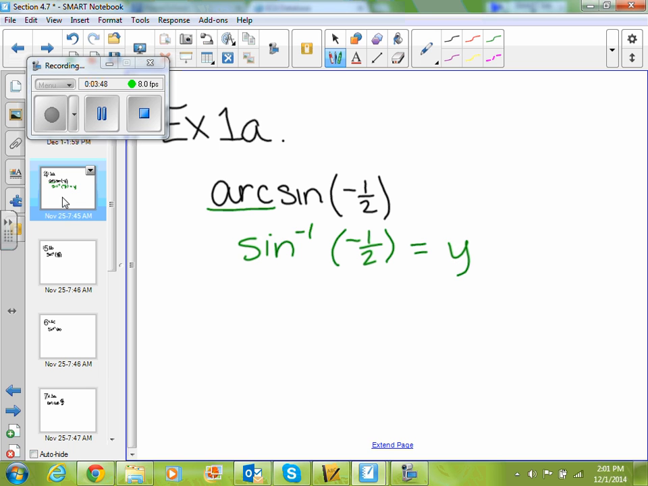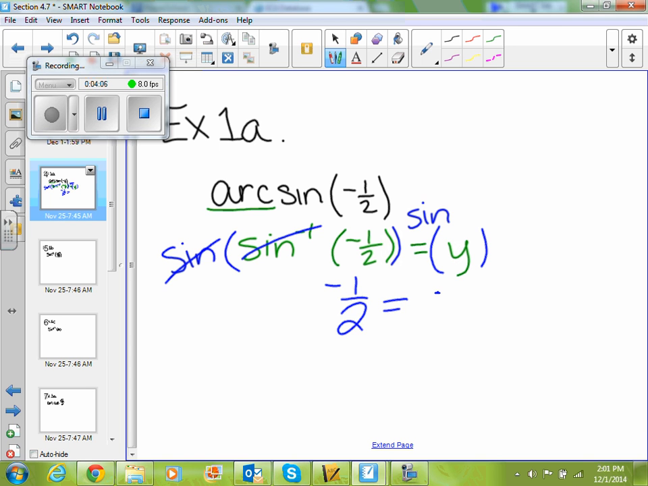And so to get rid of this inverse sine, in order to solve it, I need to take the sine of each side. In doing so, my inverse sine and my sine cancel, and I'm left with -1/2 equals the sine of y. Right, everybody follow so far?